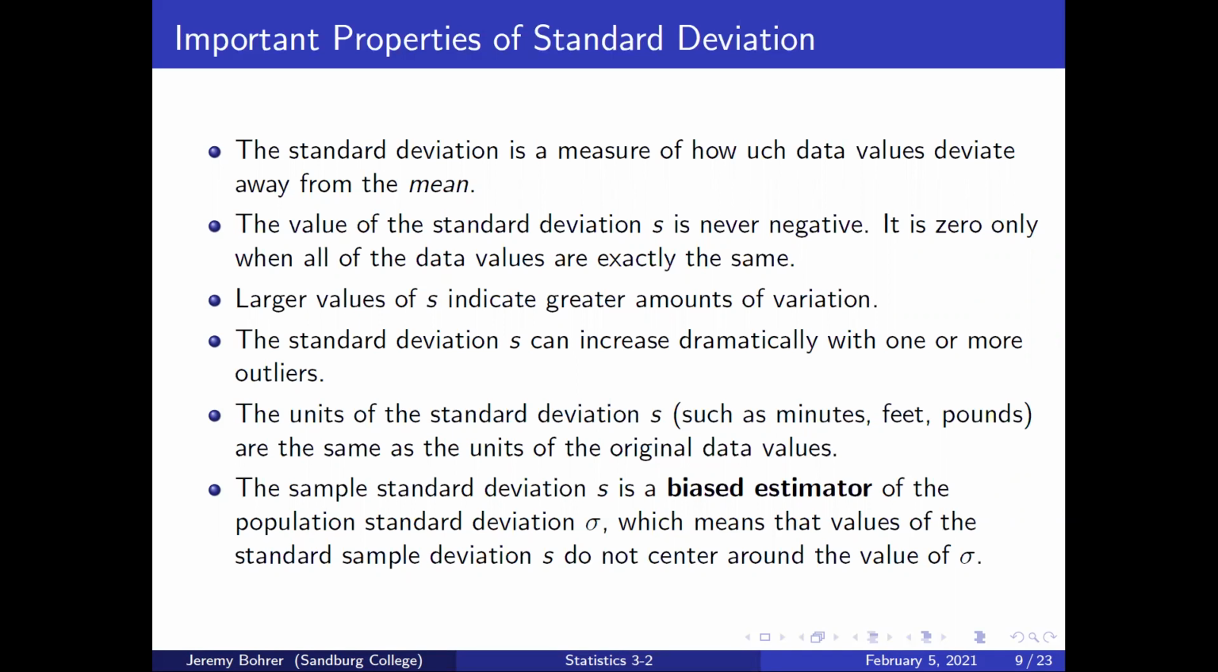The units of the standard deviation S, such as minutes, feet, pounds, are the same as the units of the original data values. And the sample standard deviation S is a biased estimator of the population standard deviation sigma, which means that values of the sample standard deviation S do not center around the value of sigma.